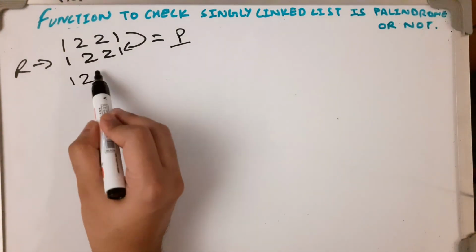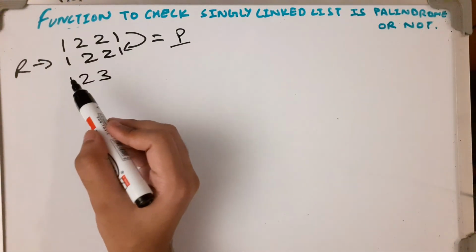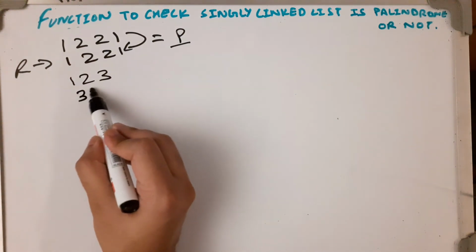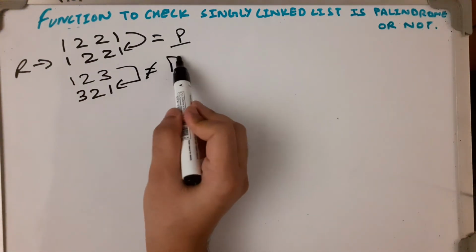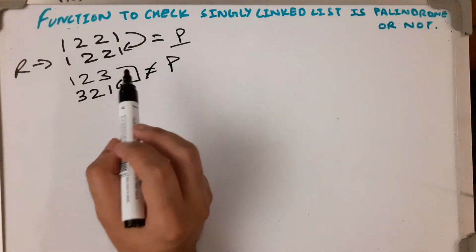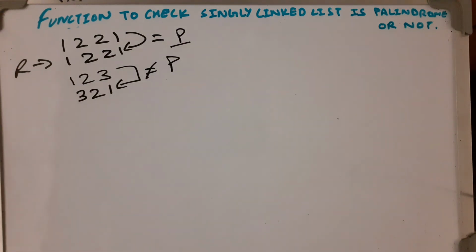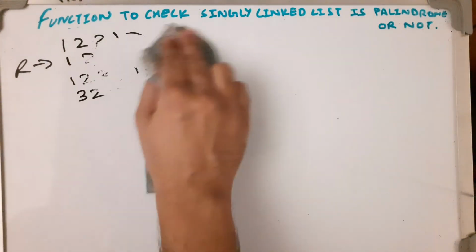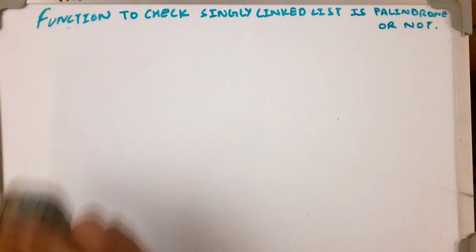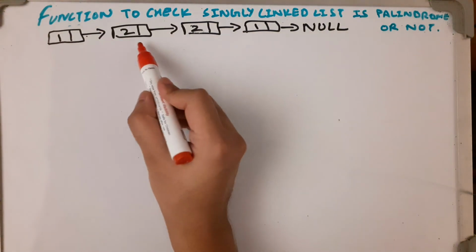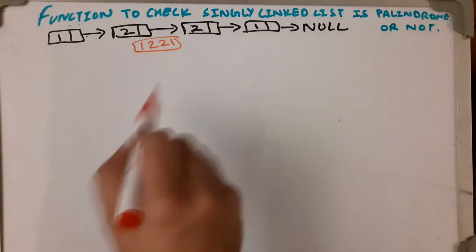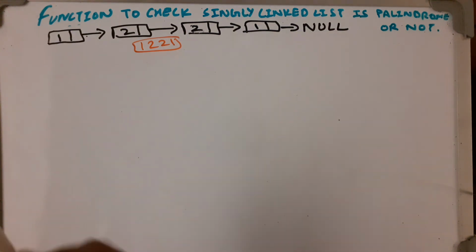If we have 1 2 3 and I reverse it, I get 3 2 1, which is not equal to the original, which means it is not a palindrome. We have to check this palindrome for the linked list. And how do we check for a linked list? As you can see in the example here, we have a linked list with the elements 1 2 2 1, and if I reverse this linked list, the reverse is 1 2 2 1, which is equal to the original linked list, so that is called a palindrome.